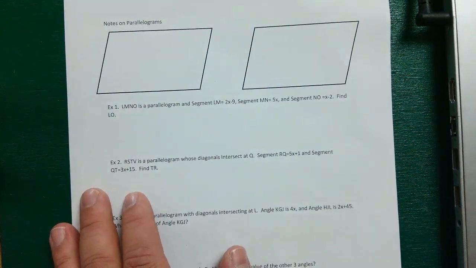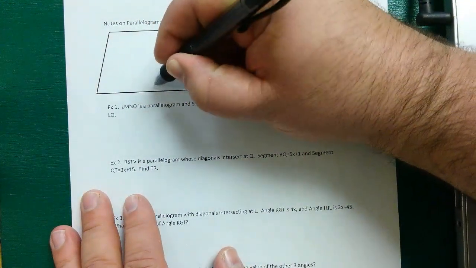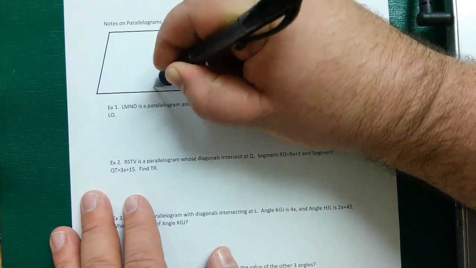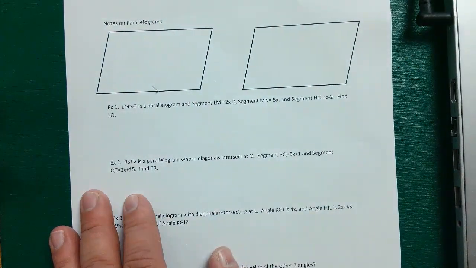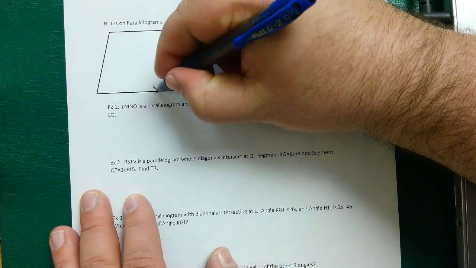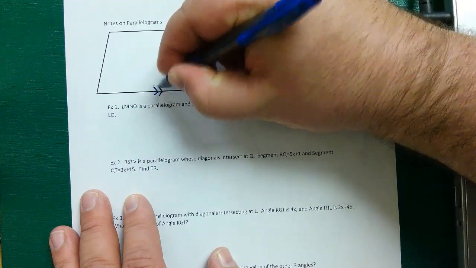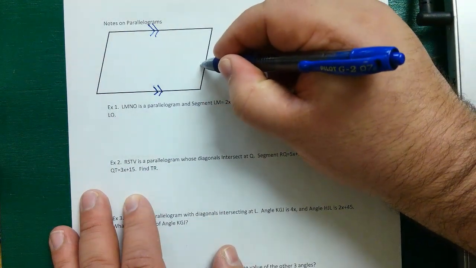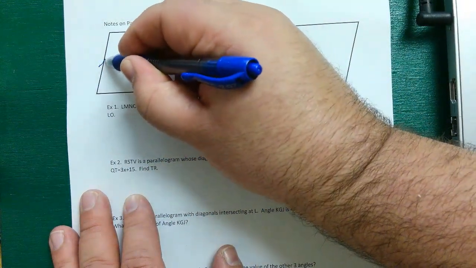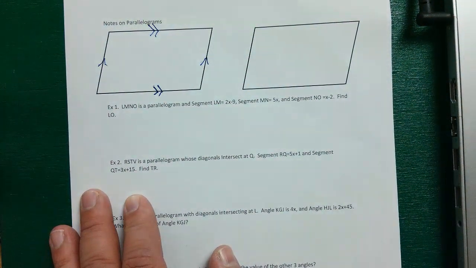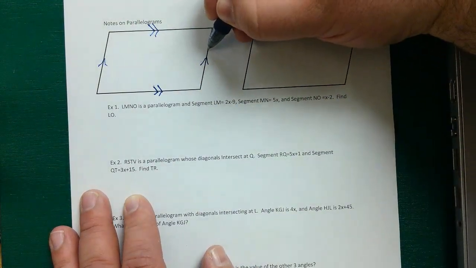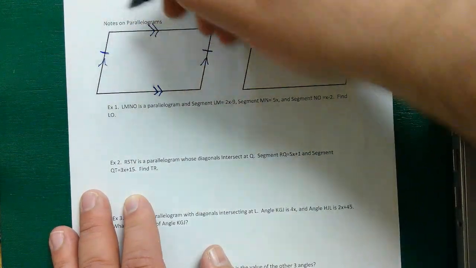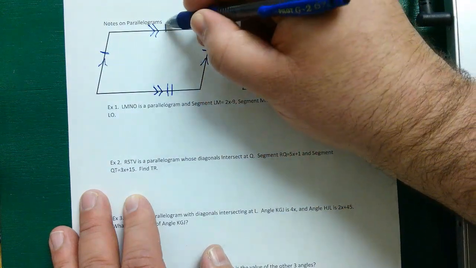So first things first, we know that on a parallelogram there are two sets of parallel sides. So I'm going to mark that. That one and that one, that's one set, and here's the other set. The next thing we know is that we have two sets of congruent sides. This side is the same length as this side, and this side is the same length as this side.